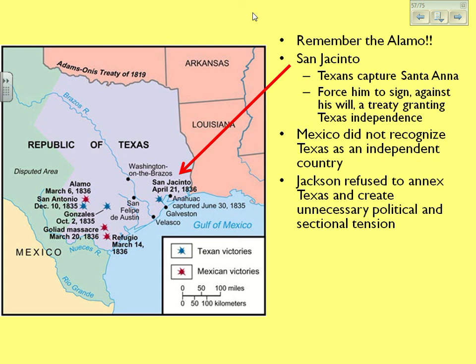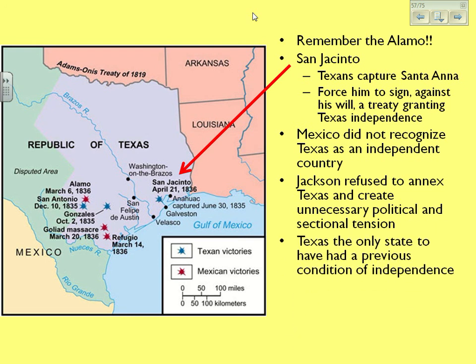But many Americans, particularly Southerners, are eyeing Texas as a question: should we be adding them in? And as I said, it's the only state to have had a previous condition of servitude.